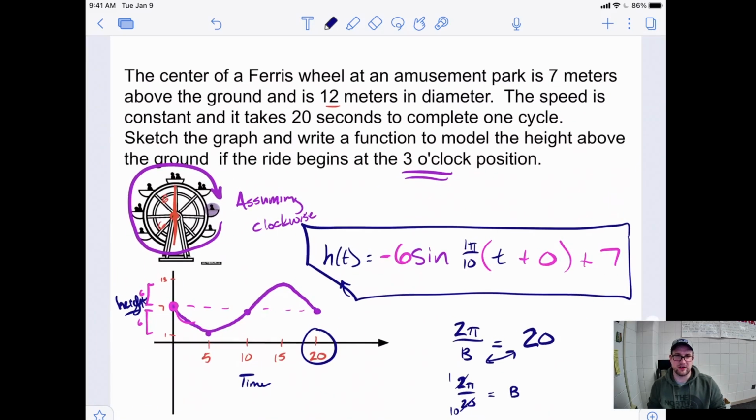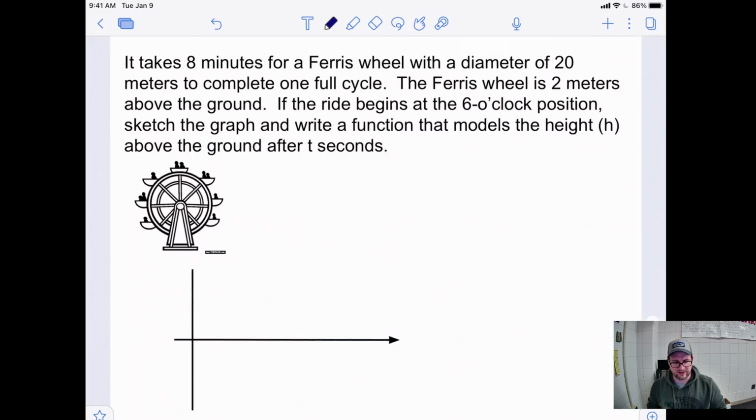Let's take a look at another one of these. As you do a few more, they start to click together a little bit better. So in this situation, it says that a Ferris wheel takes 8 minutes to complete a full cycle. So we're going to come over here. Here's going to be 8. Just like I did before, I'm going to divide this up. So I'm going to make this into 4 because that was half of 8. Half of 4 is 2. Between 4 and 8 would be 6.